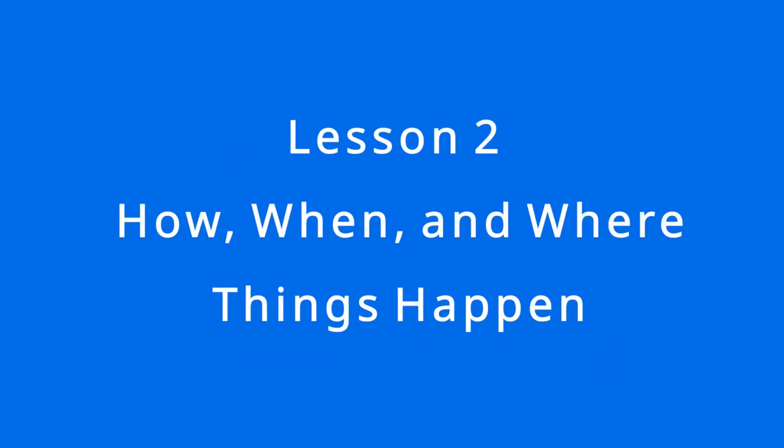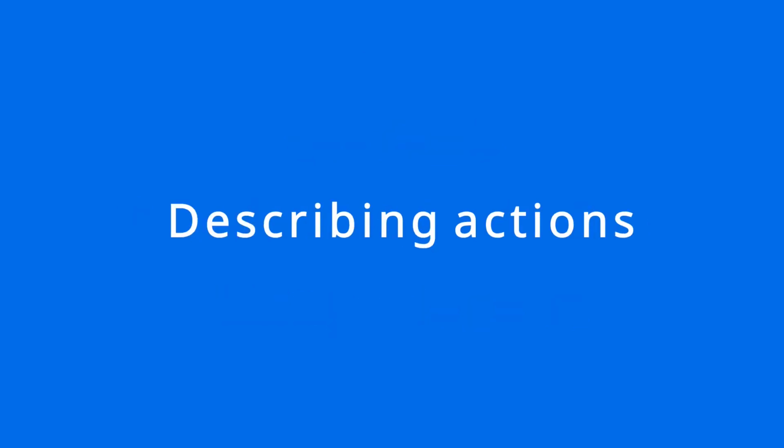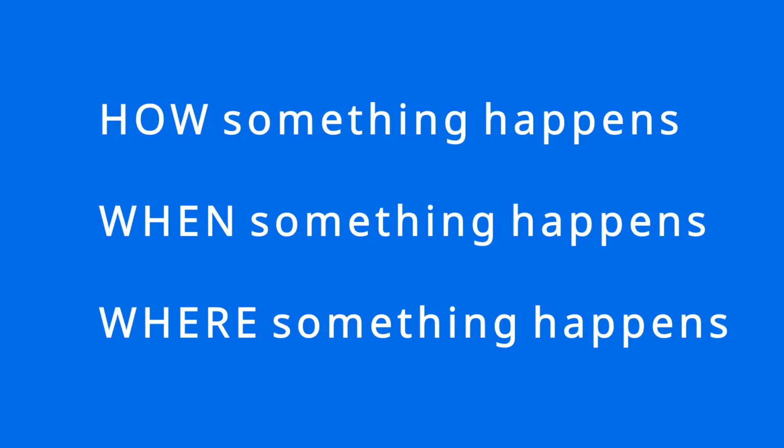This is Lesson 2, How, When, and Where Things Happen. In the last lesson, we described things. We used describing words like a small house, a big red car. Today, we're not describing things. We are describing actions. We are going to learn how to say how something happens, when something happens, where something happens. These words give more detail to actions.